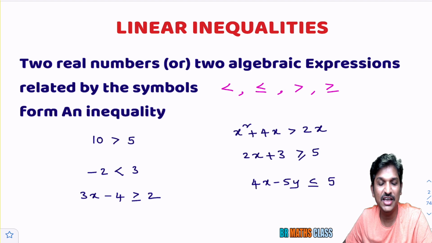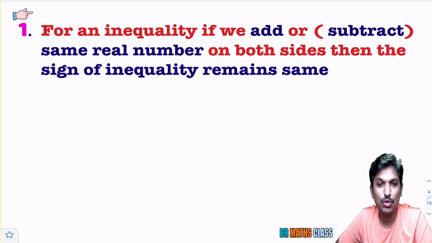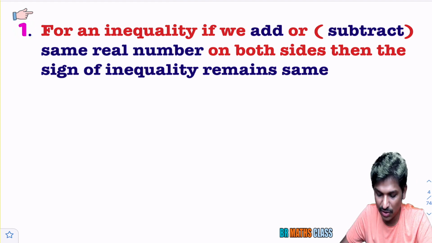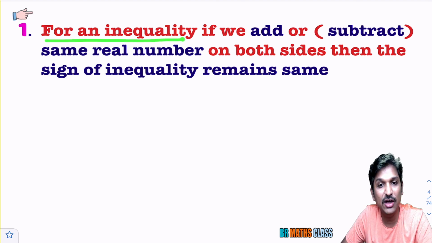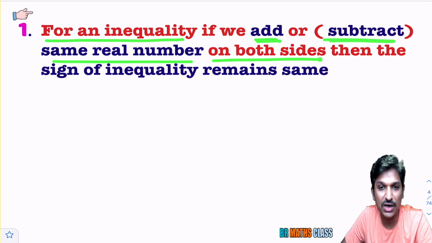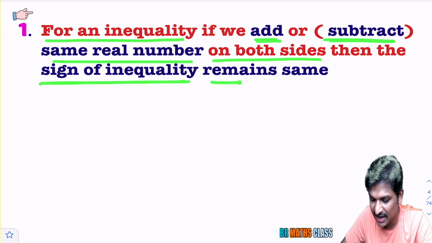In this chapter, three very important rules are there. Very important. So we are going to learn what those three rules are. Throughout this linear inequalities chapter, three rules are there. They are the main characters of this chapter. Rule number 1. What is this rule number 1? You take one inequality. For that inequality, you add or subtract the same real number on both sides. Then the sign of inequality remains the same.